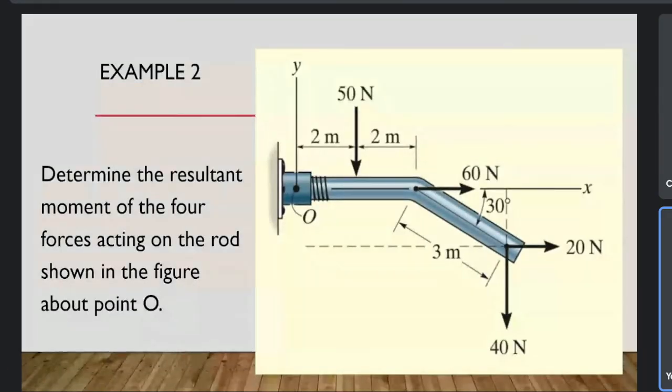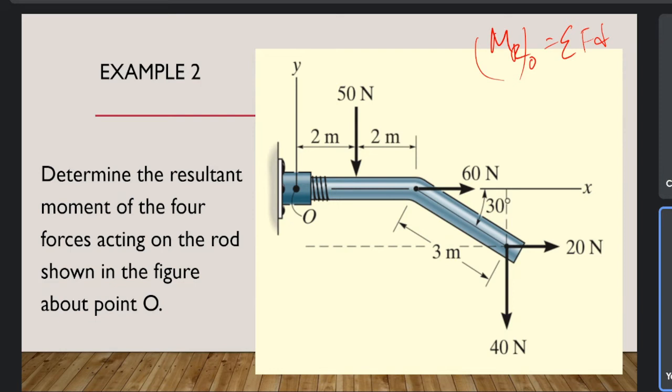And we have another example, example number 2. In example number 2, it's asking to determine the resultant moment of the 4 forces acting on the rod shown in the figure about the point O. So here you can see there are 4 forces acting on this rod, and you are going to find the resultant moment around the point O. So we have a formula, sum of force times distance. So let's start with this one.